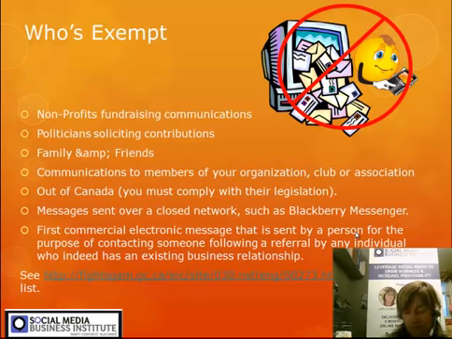And this one, as I was mentioning before, if I know Joe and he and I have a business relationship and Jill wants to contact Joe and she's asked me, I can give her Joe's email and then she can email Joe once as a referral. She's allowed a first electronic message sent for the purpose of contacting someone following a referral by an individual who already has a relationship with them. So that's interesting. She's allowed to contact him once. He needs to be able to say, no, I don't want to have any further communications.